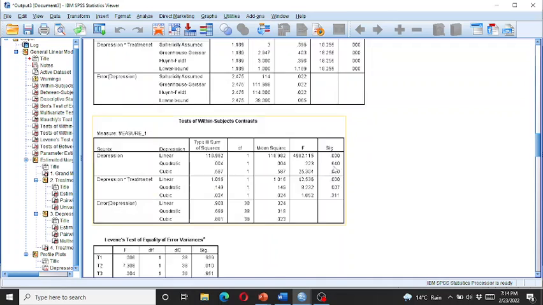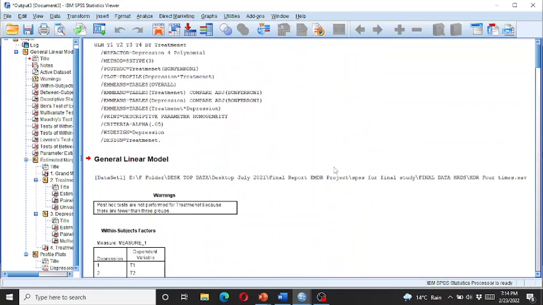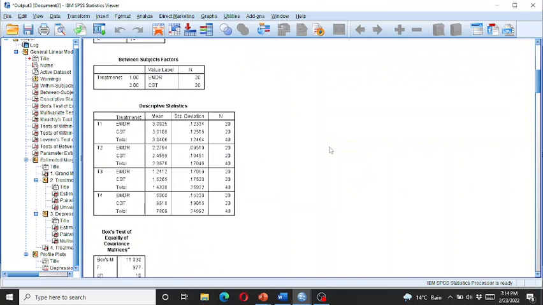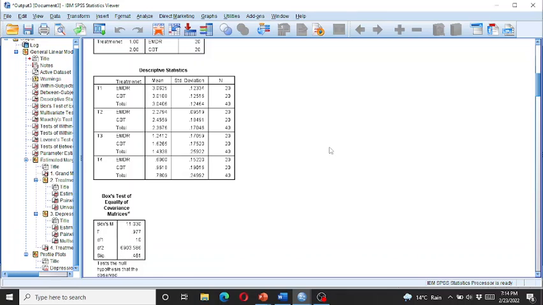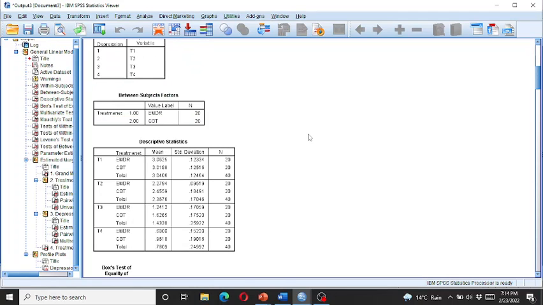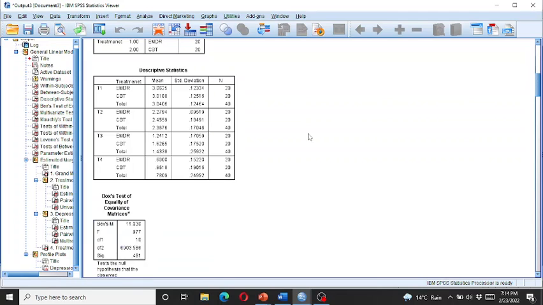As I told you, SPSS generates so many tables, so you just need to learn how to pick up the required, the needed data, rather than just cutting, copying and pasting each and everything, and that would create a mess, and your result would be messy. So here, look at the descriptive statistics.